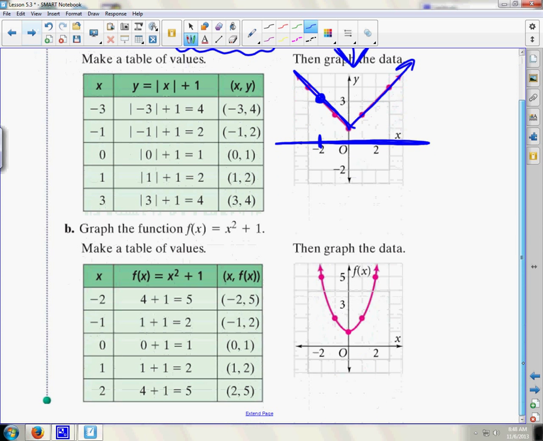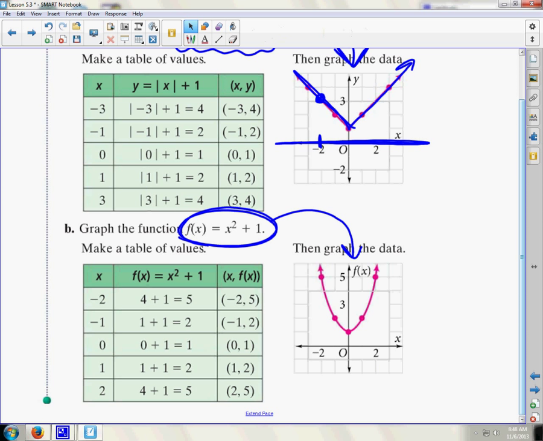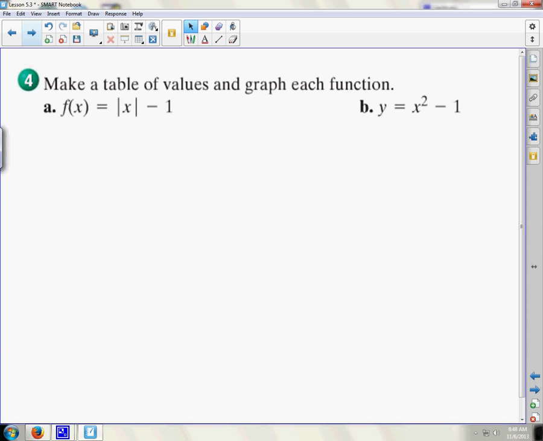And then here, the function of an x squared looks like this. And this is a parabola. This is also very similar. It is going to be positive because anytime I square something, I end up with a positive answer. So, looks like this. So let's try these two, and then they're a little bit different than the other ones because they're subtracting where the other two were adding. So try these, make a table of values, and graph each function.